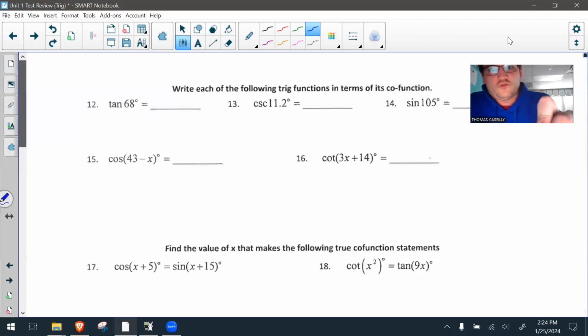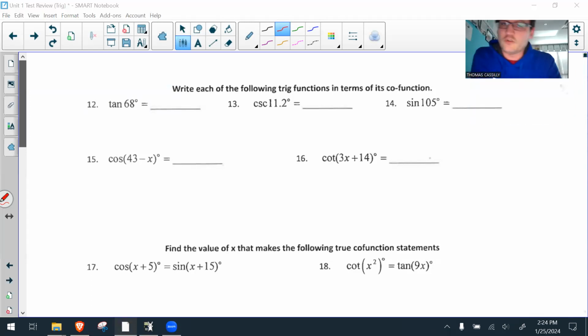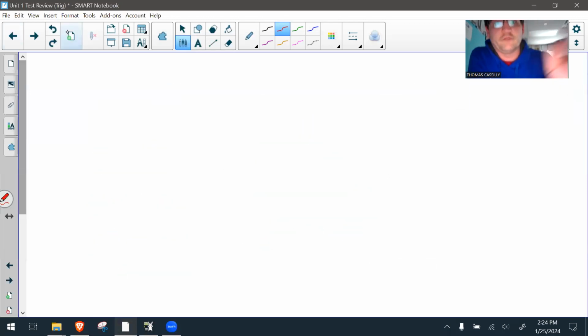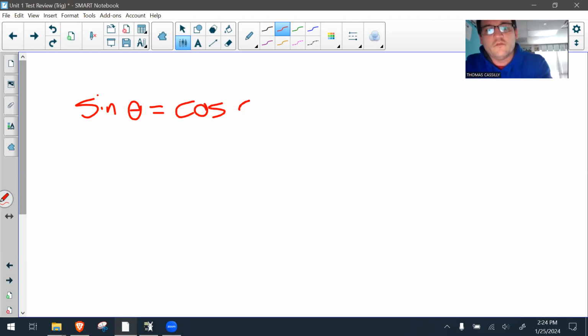All right. Trig test, Unit 1, page 2. Write each of the following trig functions in terms of their co-functions. All right, let's just kind of review what a co-function was. So if you look at sine, the co-function of sine is cosine. So the sine of theta is equal to the cosine of 90 minus theta, right? So the sine of 10 is equal to the cosine of 80.